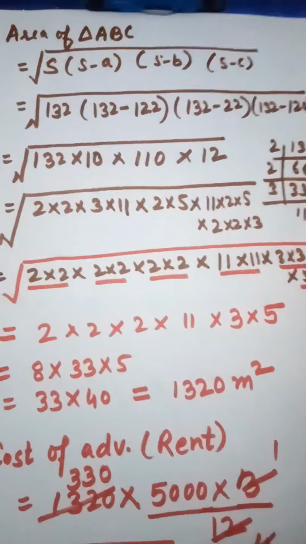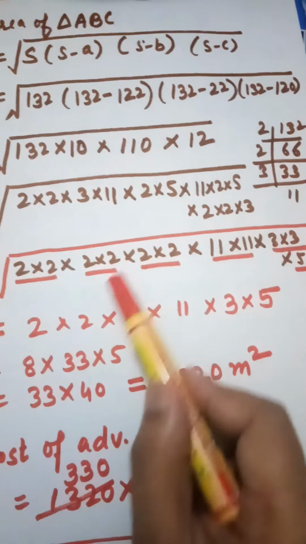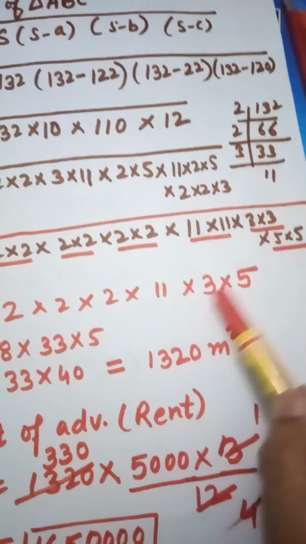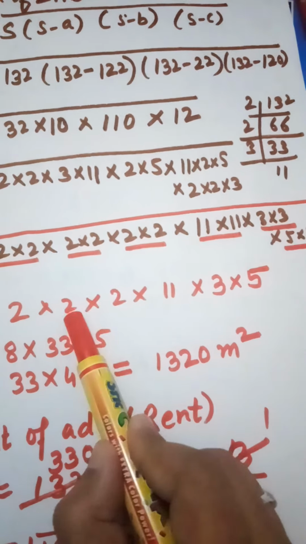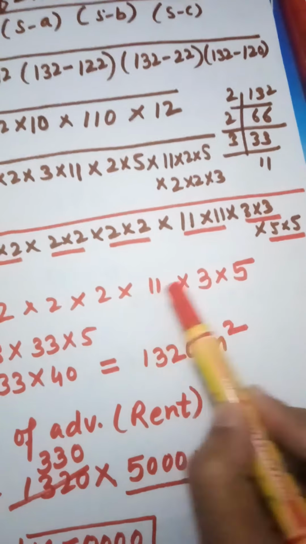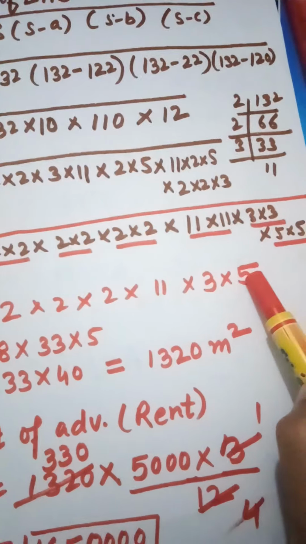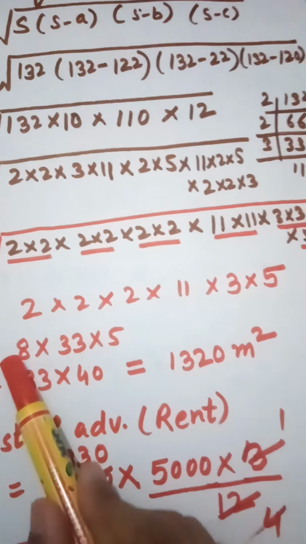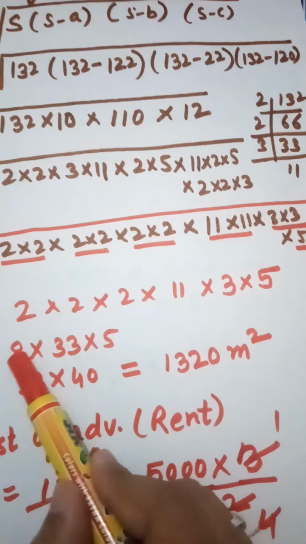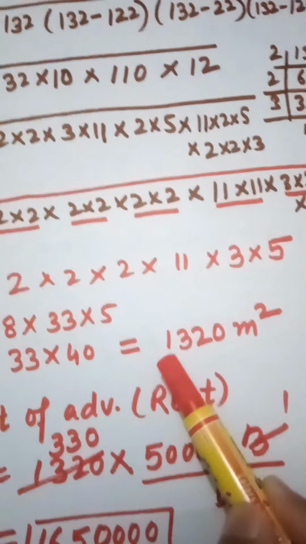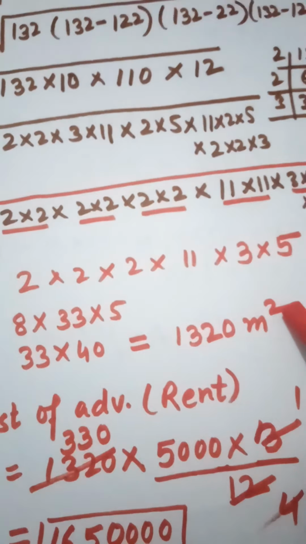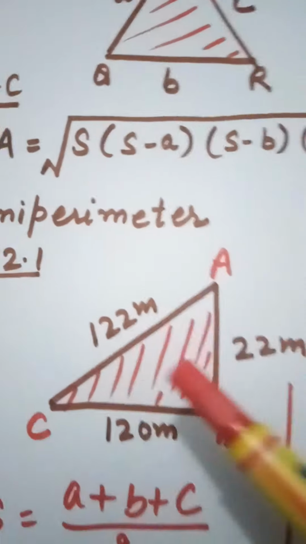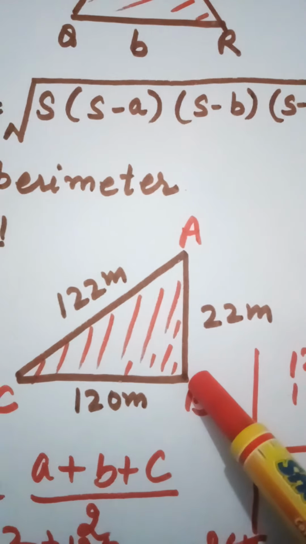After pairing them, now take out one number from each pair in order to get the square root. So you have obtained 2 into 2 into 2, that is 8, 11 into 3 is 33, and 5 will come here. After that it will be 33 into 8, 5 is the 40, and if you multiply it, it will be 1320 meter square. So in this way you have got the area of this wall as equal to 1320 meter square.